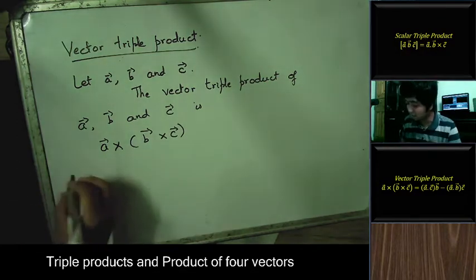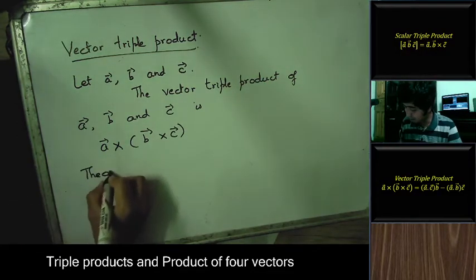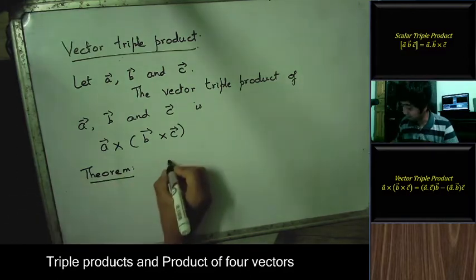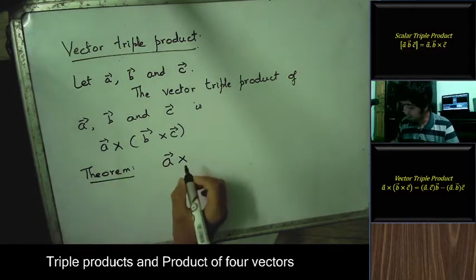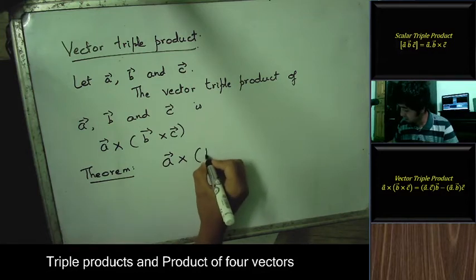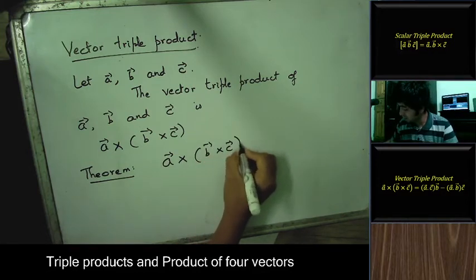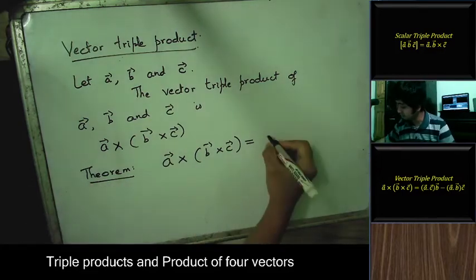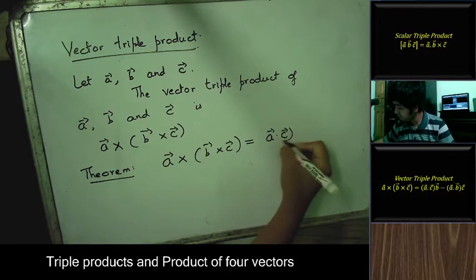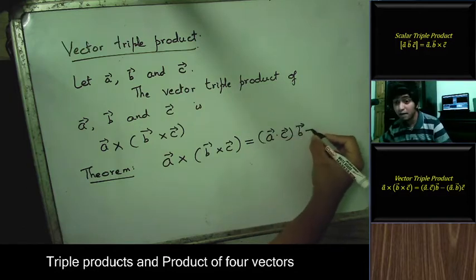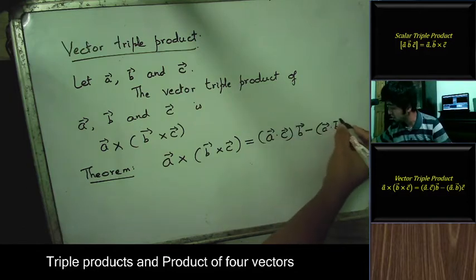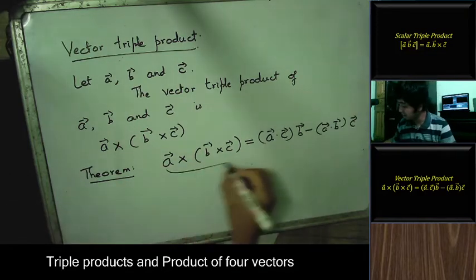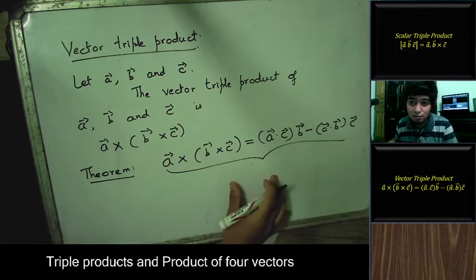So the formula for this one, maybe I will state it as a theorem. Again, you can try to prove it by yourself. The theorem says that A cross (B cross C) is equal to the formula below: (A dot C) B minus (A dot B) C. So this one is actually a theorem, and you need to memorize this one.